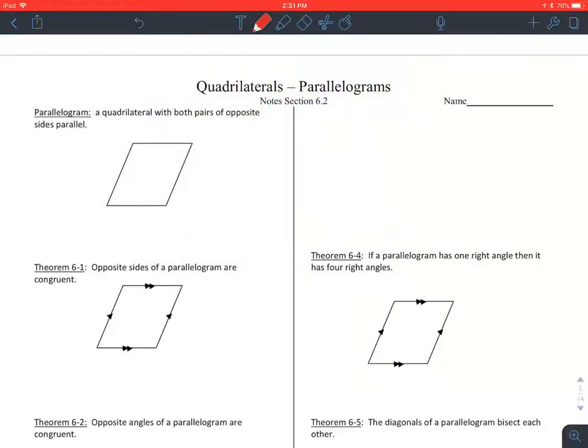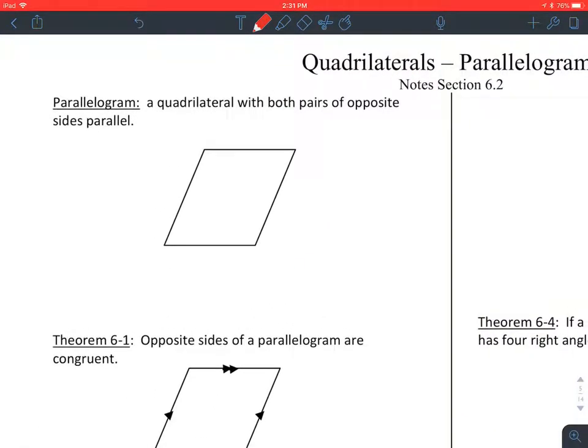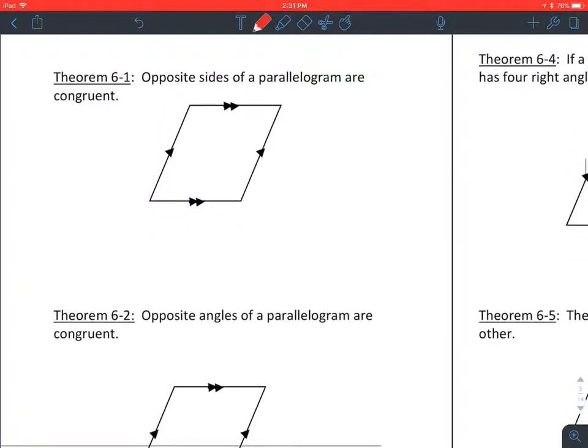Section 6.2, Parallelograms. A parallelogram is a quadrilateral. A quadrilateral means that there are four sides, with both pairs of opposite sides parallel. So for this to be a parallelogram, those two sides are parallel, and these two sides are parallel. That is a parallelogram.